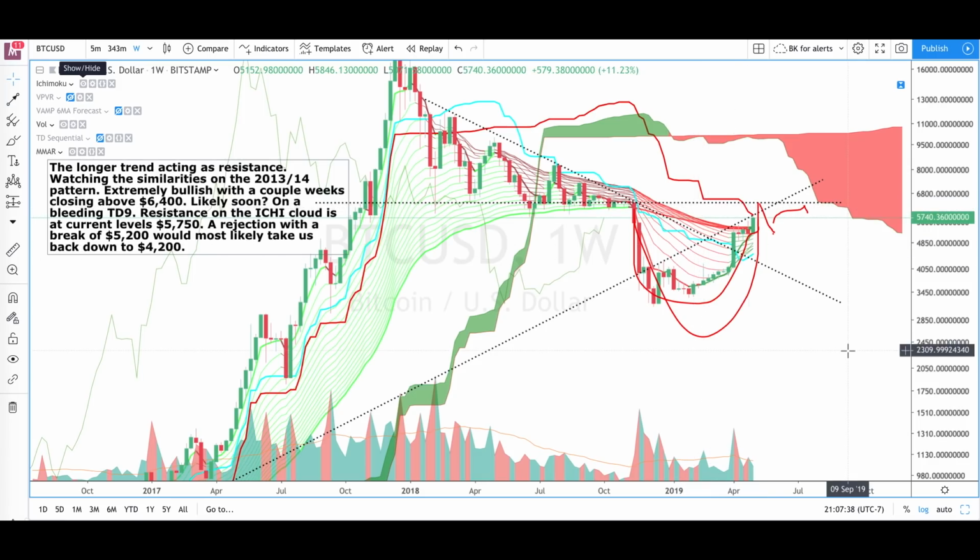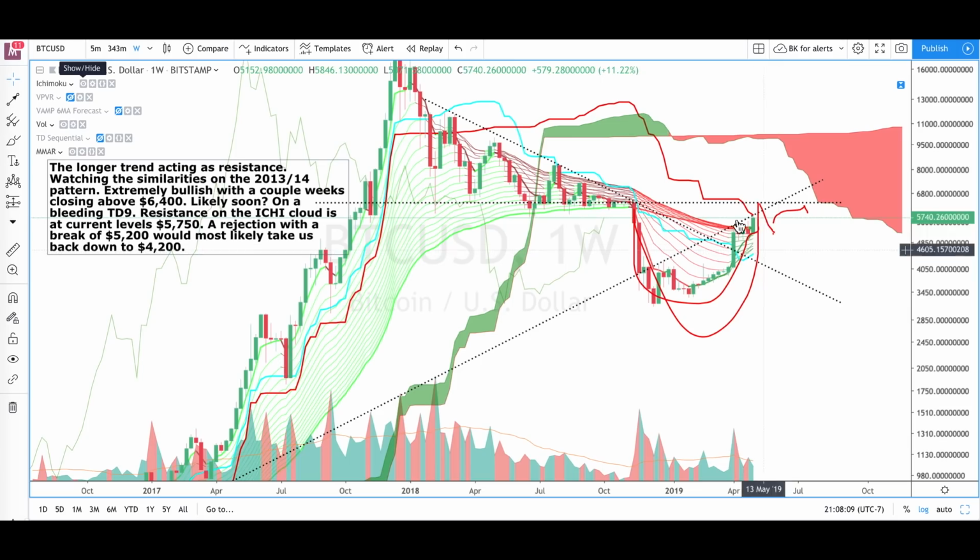Wouldn't be out of the question to see that happening, but to continue to shoot through there and up to try and find support back in the $6,400 area, to me, is a long shot compared to a short-term uptrend finding resistance somewhere in the $6,000, $6,100 range, a retracement back down for the short term, or some healthy consolidation.